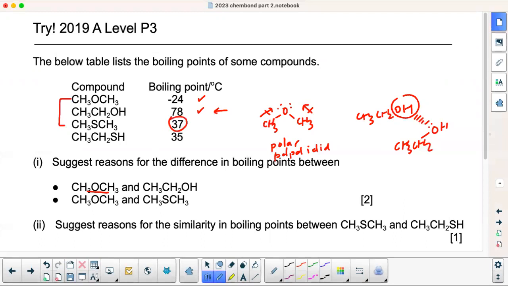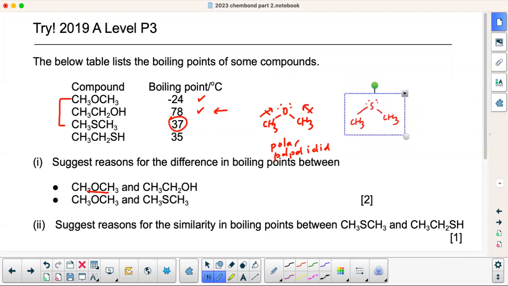Okay, 37. Let me just draw it out. I'll come back to this slide if you need to copy anything. How does this look? It's CH3 S CH3. This is what it looks like, drawn nicely for you. Okay, good. They mentioned that between these two, this one has a higher boiling point compared to this.